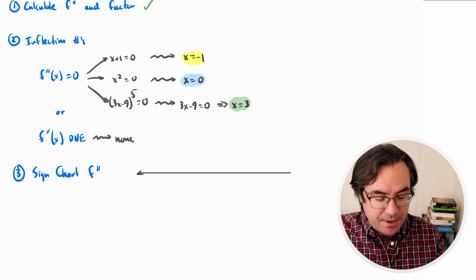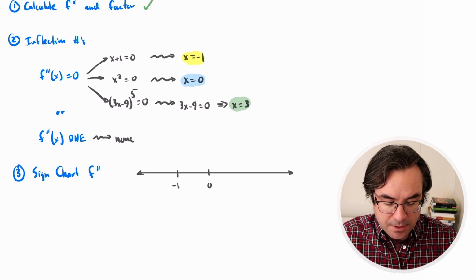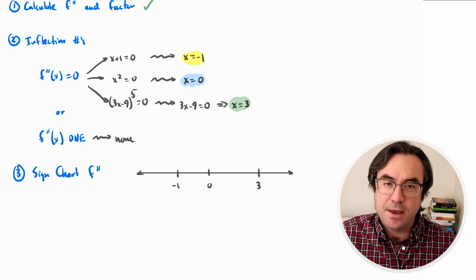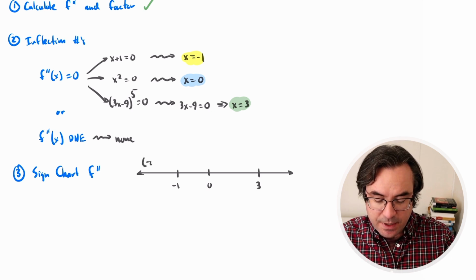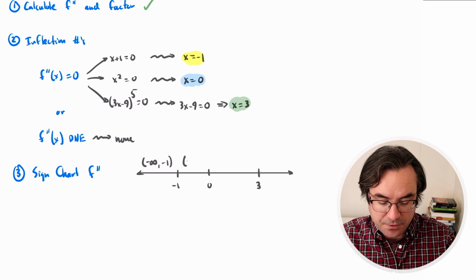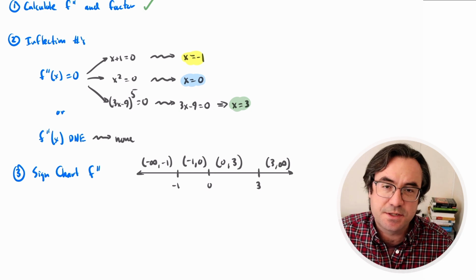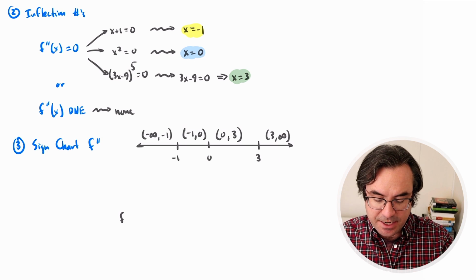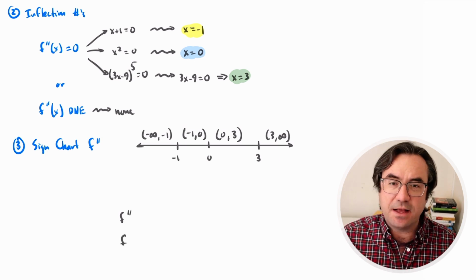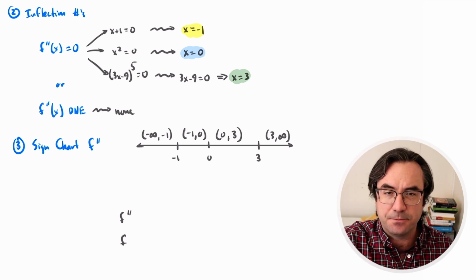And we're going to plot these 3 numbers that we just found. So we've got -1, we've got 0, and then we've got 3. What these numbers do is they slice up our x-axis for us, and we end up with a few different intervals. Our goal is ultimately to figure out what the sign of f double prime is on each of these intervals. That'll tell us if the original function is concave up or concave down.